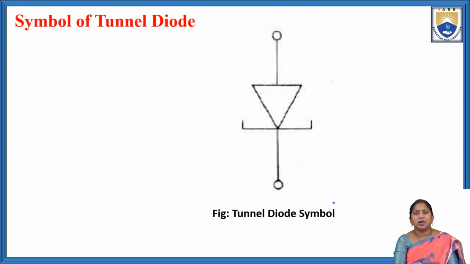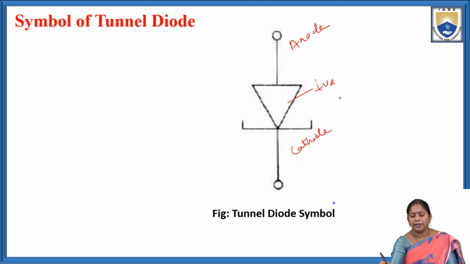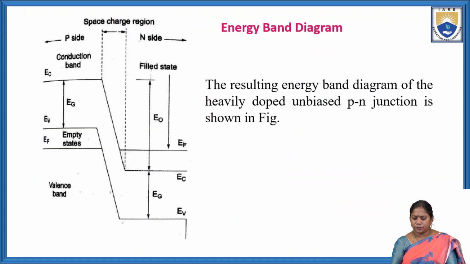So this is the symbol of the tunnel diode. This is the positive P region and this is the negative N region. So this works as the anode and this works as the cathode, positive and negative. This is the symbol of the tunnel diode.